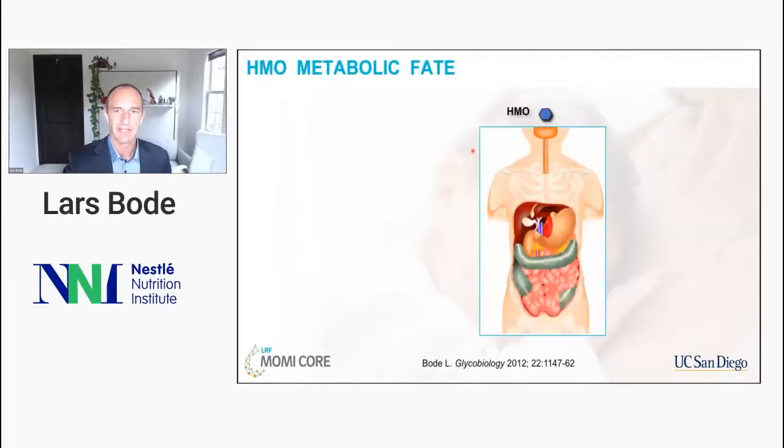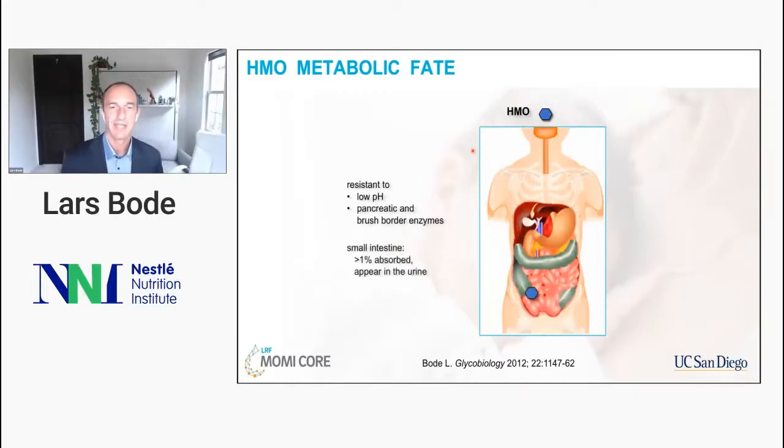But before we get to that, one word about what happens to the oligosaccharides when they get ingested. They're very resistant to the low pH in the stomach, and also are not digested by pancreatic or brush border enzymes. 1% is absorbed, makes it into the systemic circulation, and is excreted intact with the urine. And then the rest is either degraded in the colon by bacteria or is excreted intact, and we find that in the diaper.